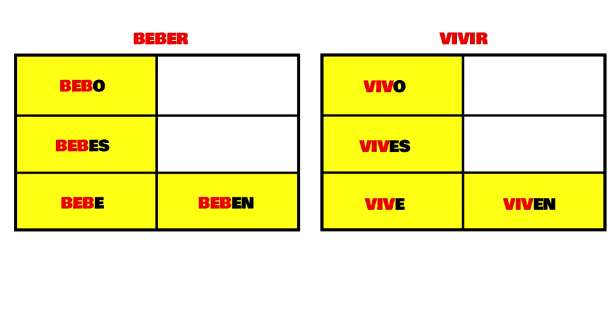To sum things up so far, everything on the chart right now is exactly the same as ER verbs. Check them out next to each other. Beber is an ER verb and vivir is an IR verb. But in those four boxes, the endings are all the same, so you don't have to memorize anything else.